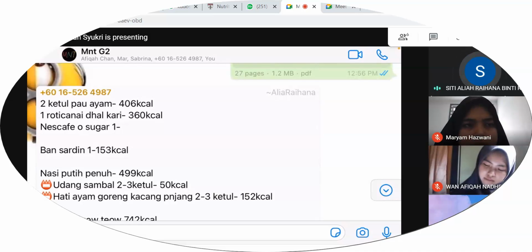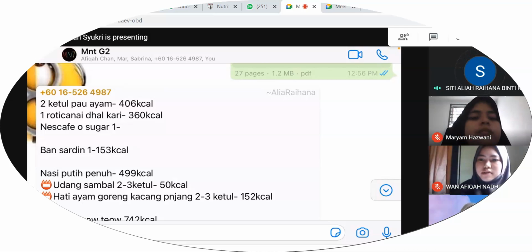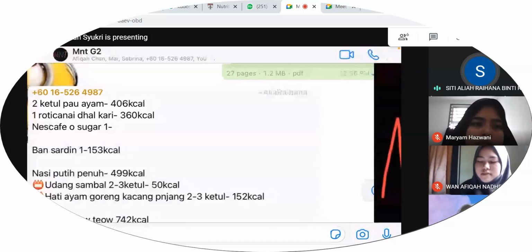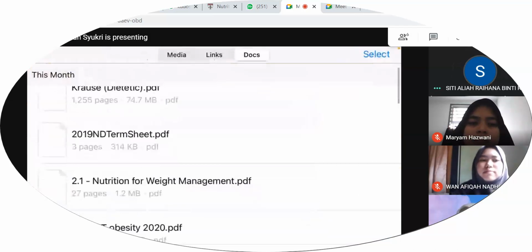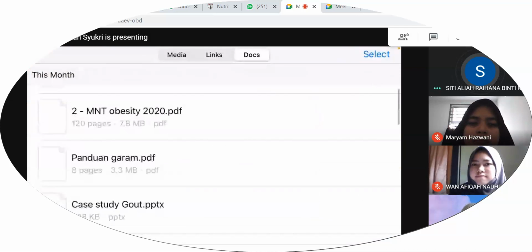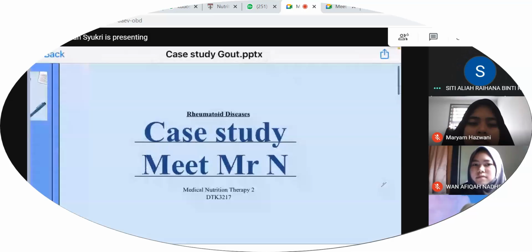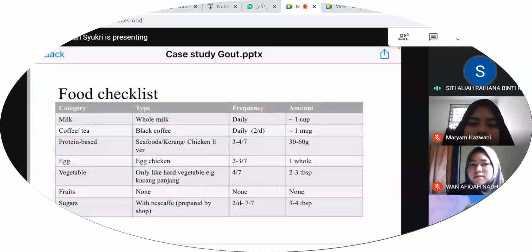Question pasal makanan apa? How about the food checklist? Did you look into the food checklist? Okay, what is the role of food checklist, Alia? Husna buka jap. Food checklist is to see the frequency of the patient. What can you understand from here? Frequent the patient eat.